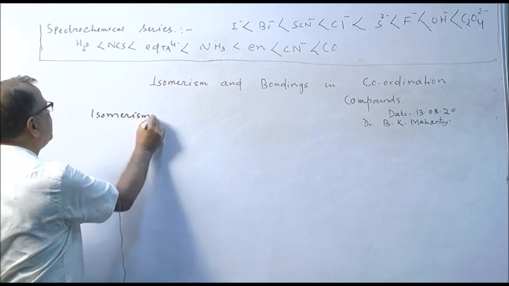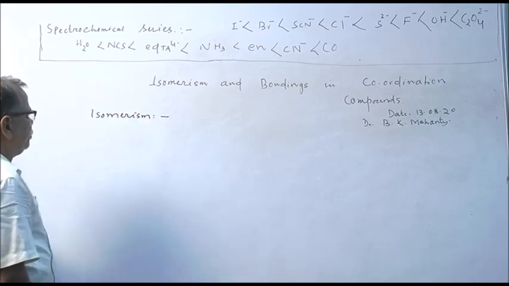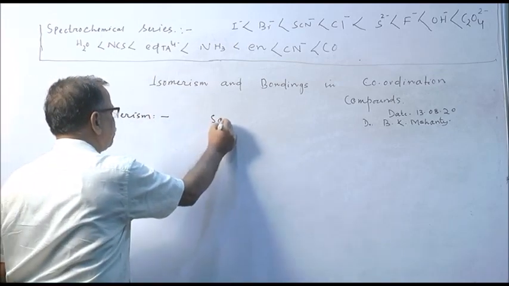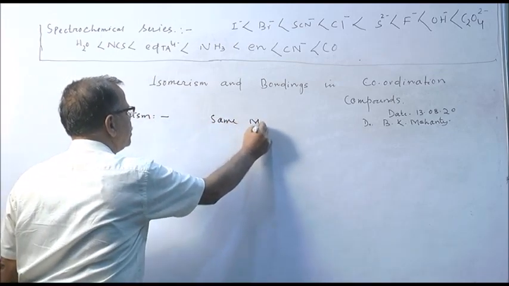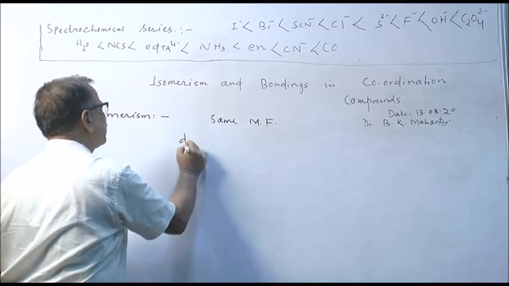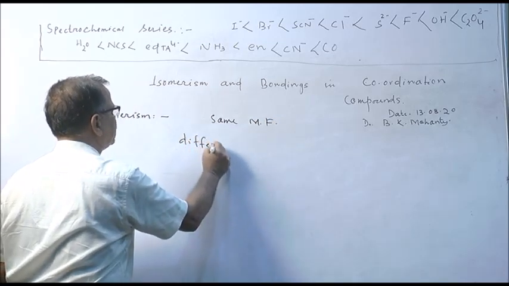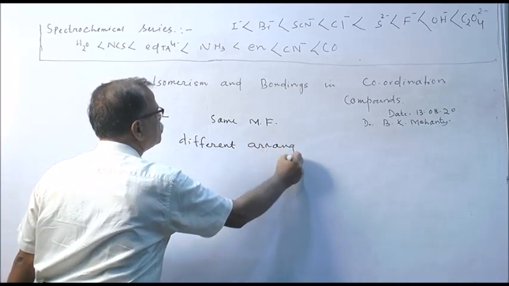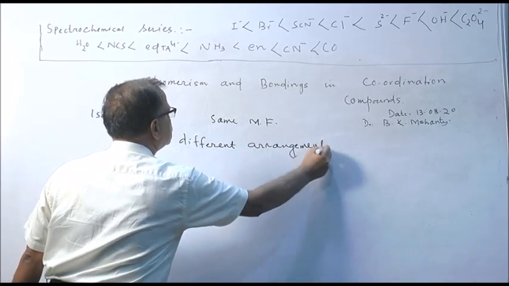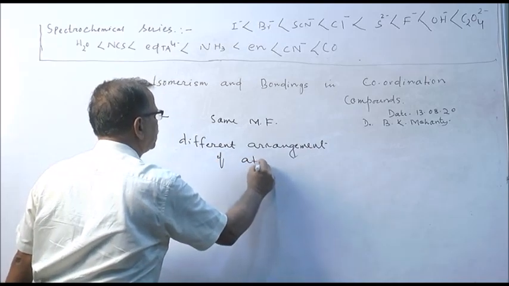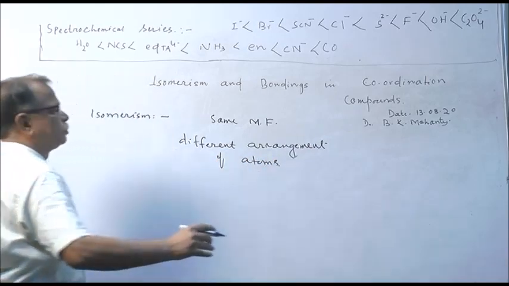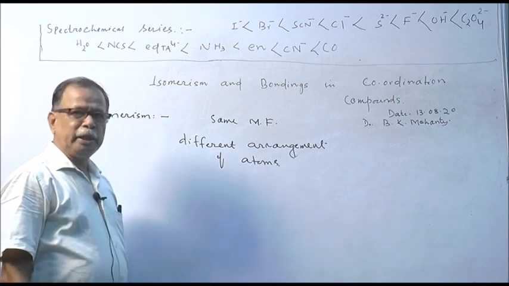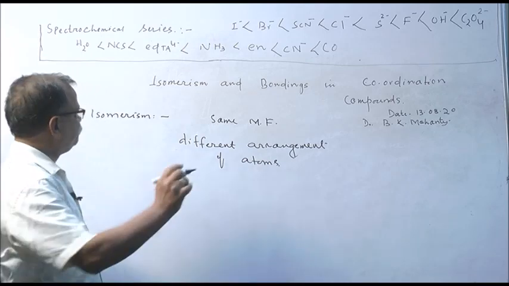Isomerism. In isomerism, compounds have the same molecular formula but different arrangement of atoms. These compounds are called isomers, and the phenomenon is known as isomerism.